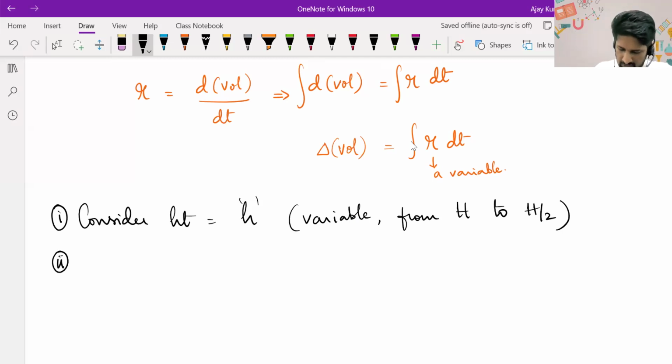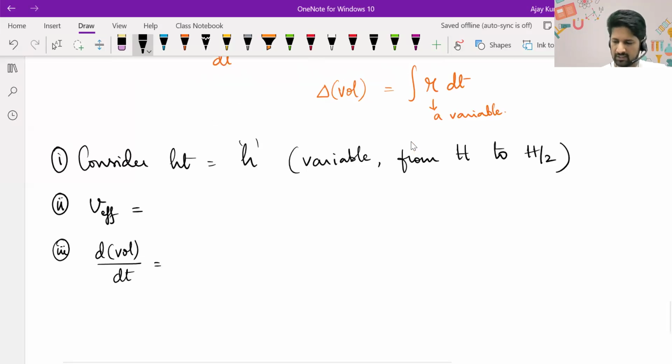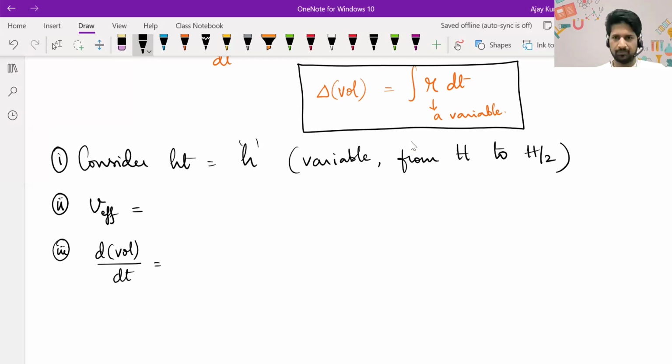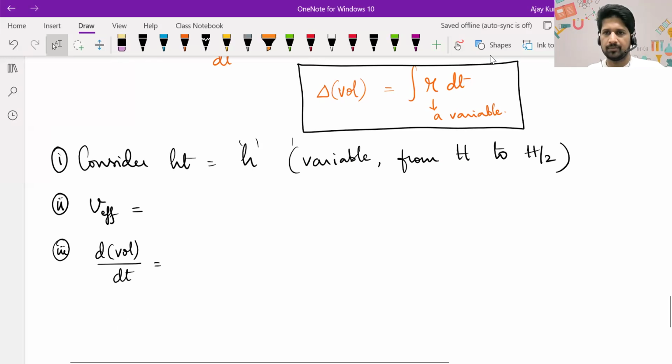What I want you to do is write the expression for speed of efflux. Once you know the speed of efflux, write the expression for rate of flow of volume. Once you know the rate of flow of volume, you'll have to integrate that rate with respect to time. Do this, all of you. I'll give you 3 minutes. After that, we'll discuss the solution.